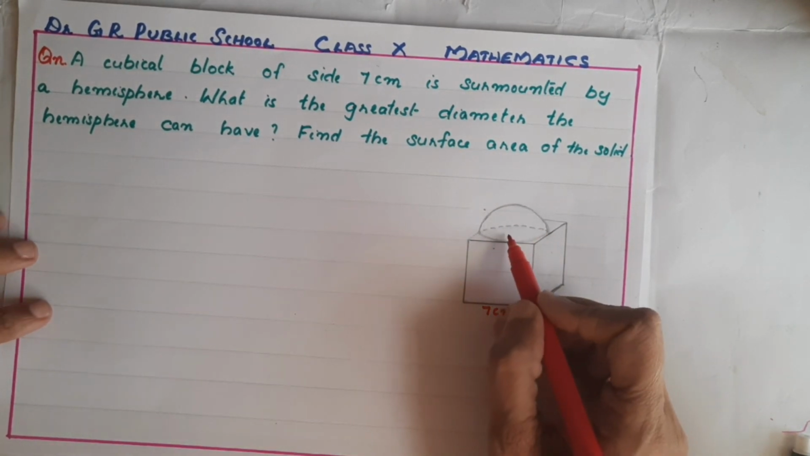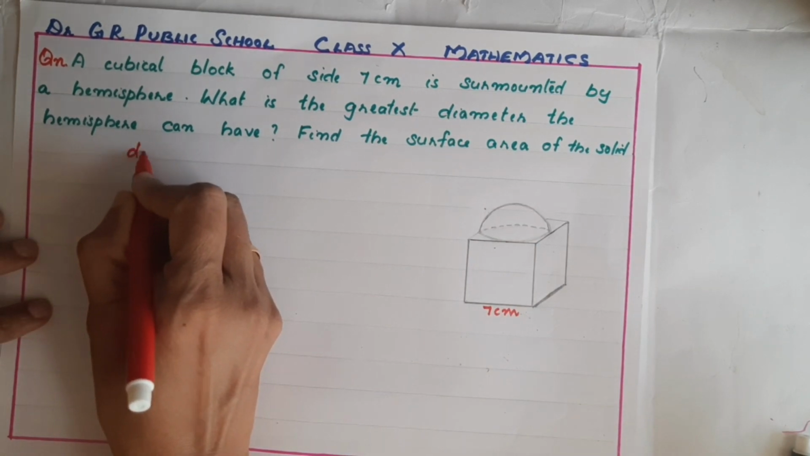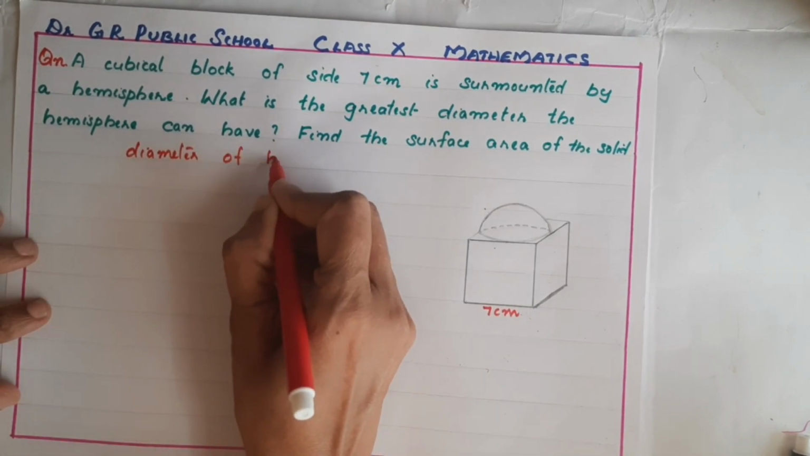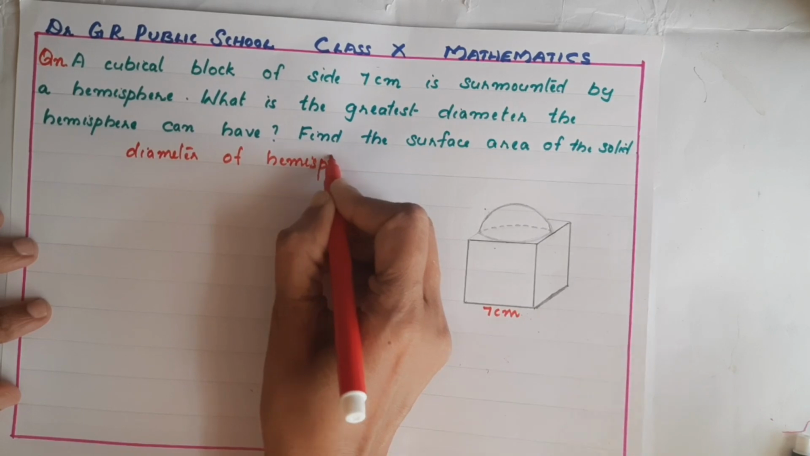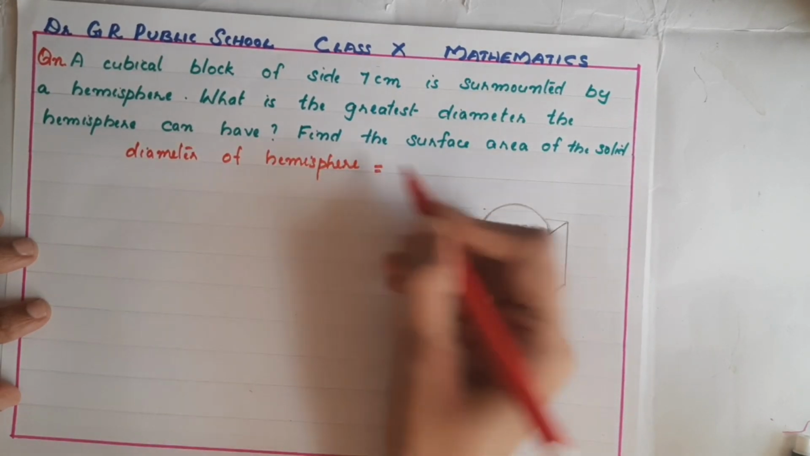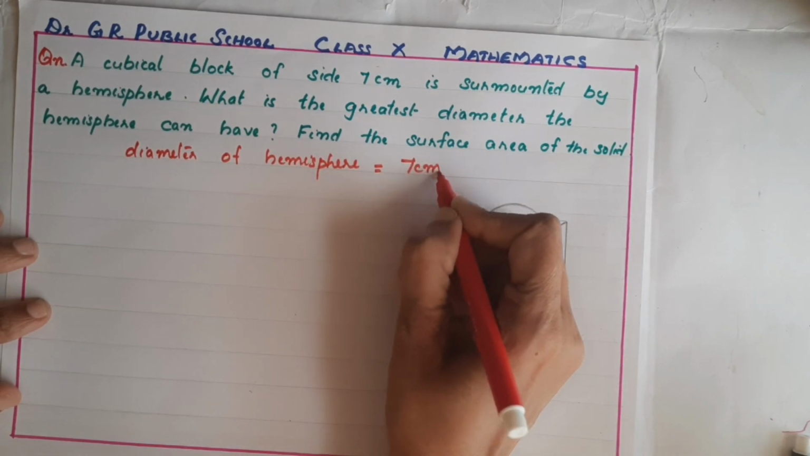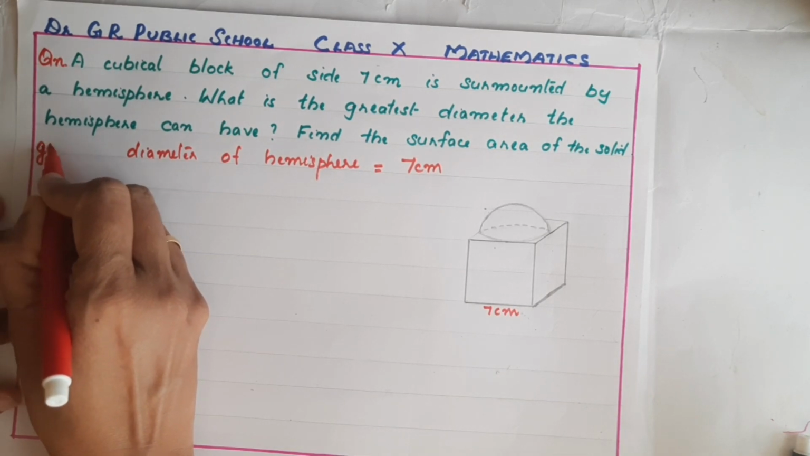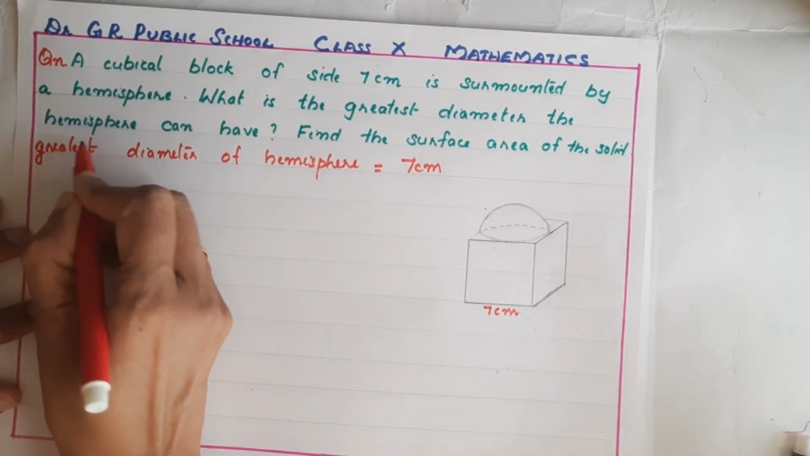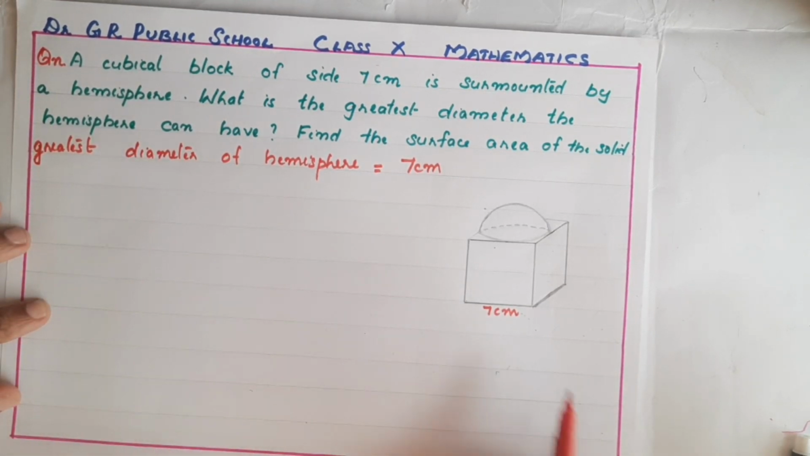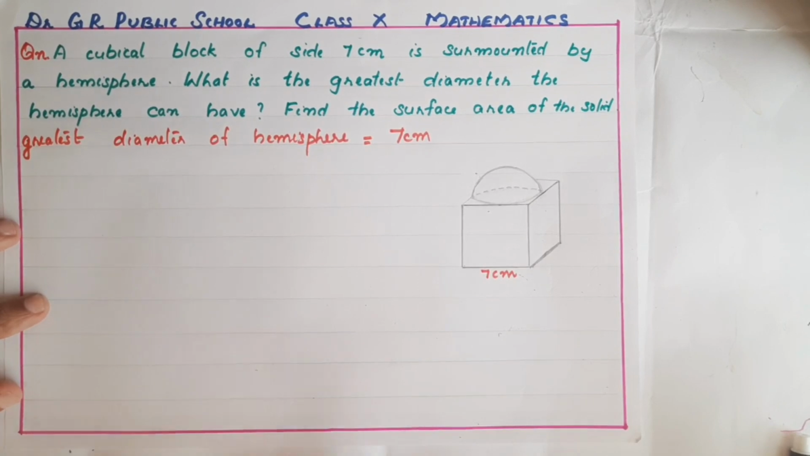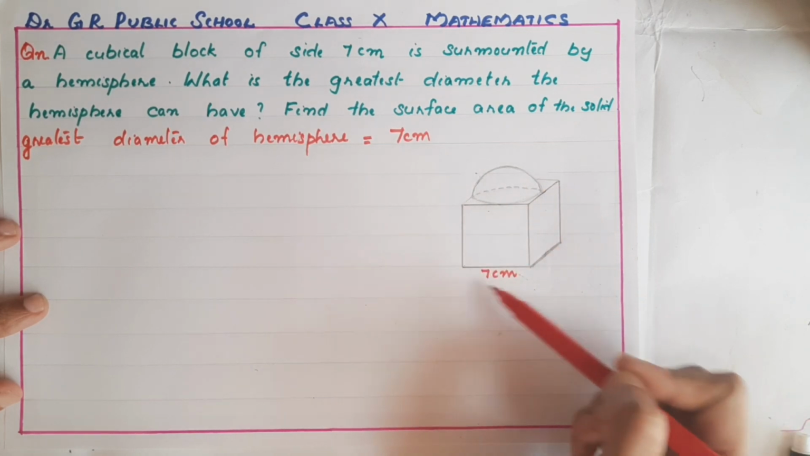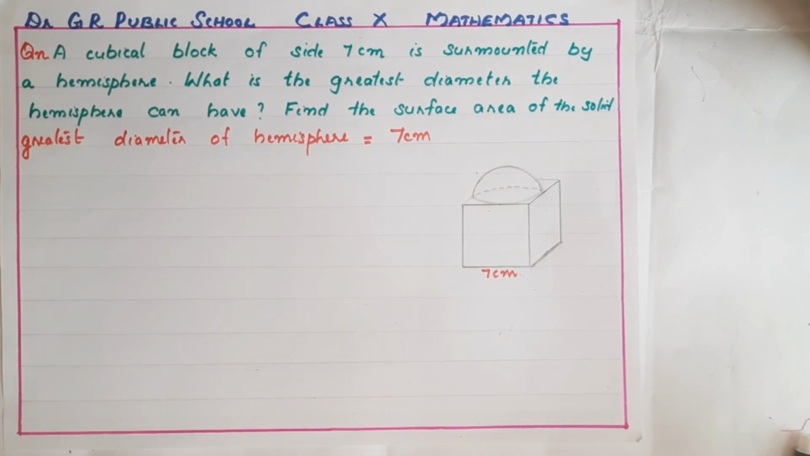Okay, so diameter of hemisphere is equal to 7 centimeter, which is equal to the side of the cube. Greatest possible diameter of the hemisphere is 7 centimeter. Now what is the question? Find the surface area of the solid. We have to find out the total surface area of the solid.